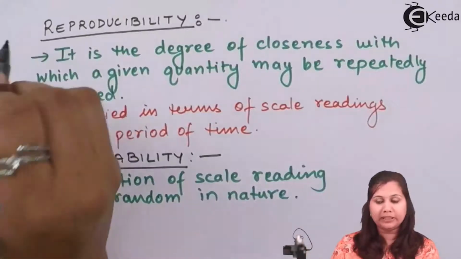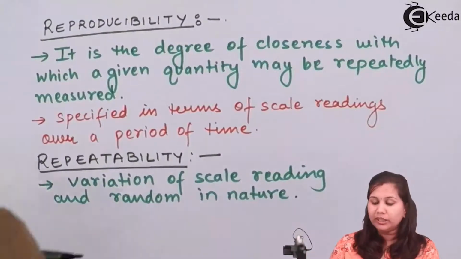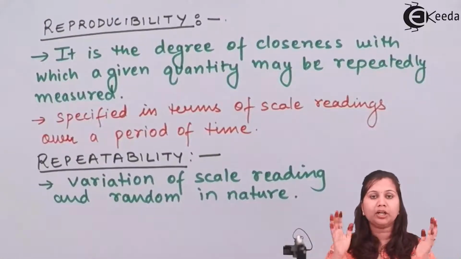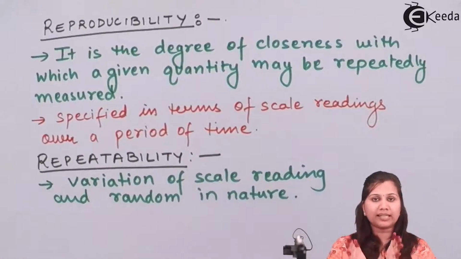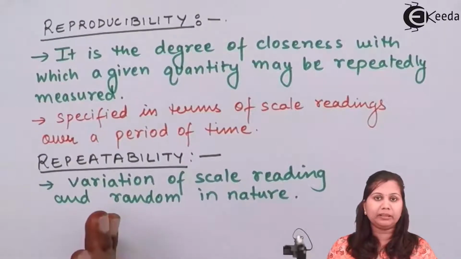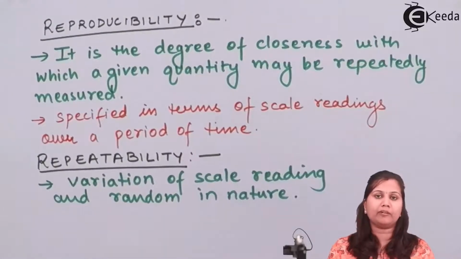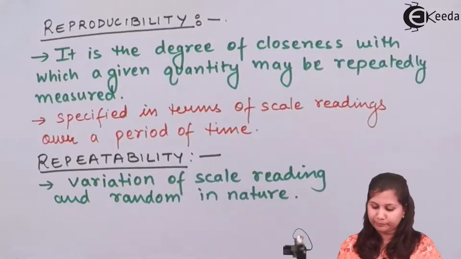So reproducibility and repeatability are very close to each other. Reproducibility means that we use different methods for measurement, but all the methods give the same results. Repeatability means that we use the same method but every time we get different results.